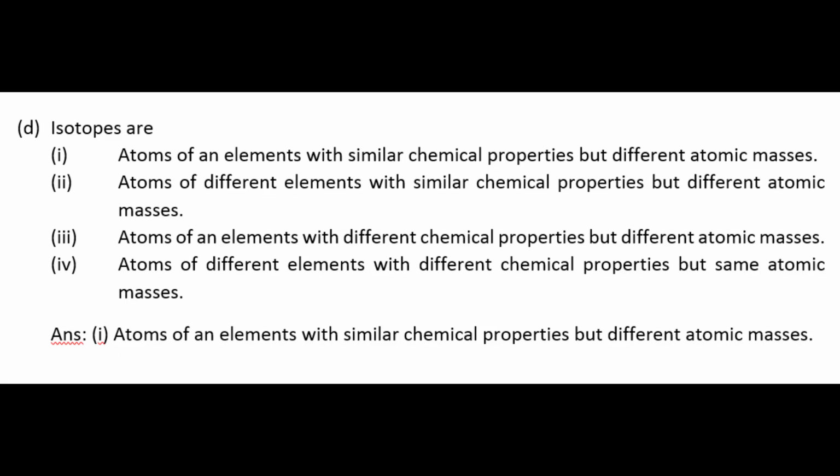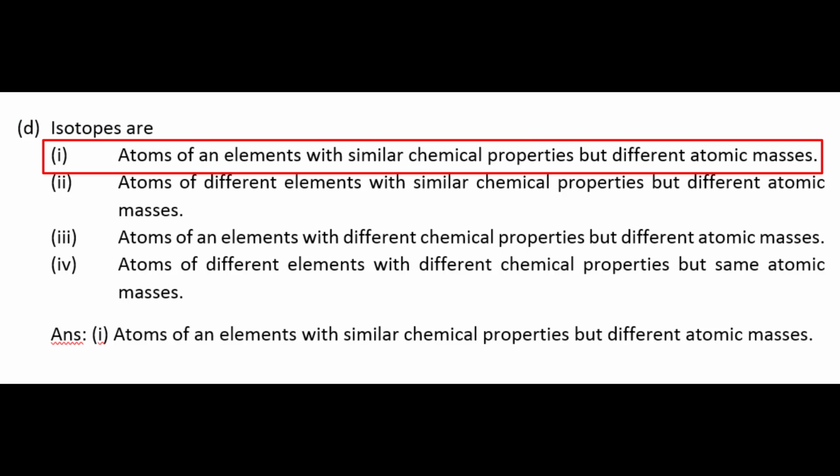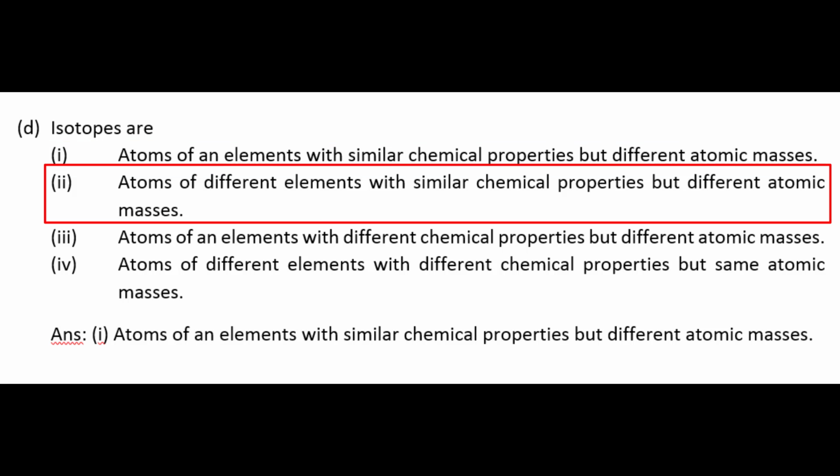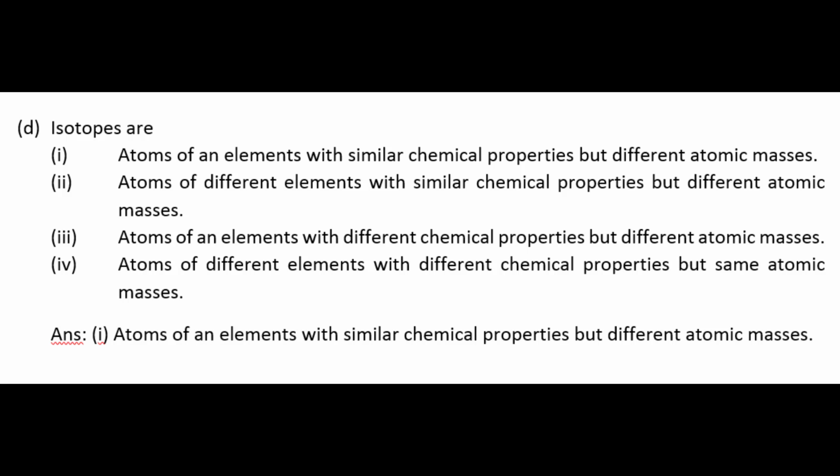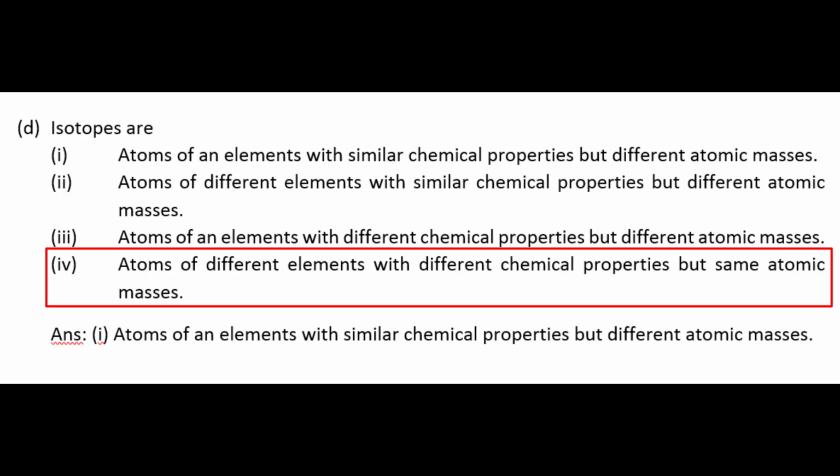Next question: isotopes are, option 1, atoms of an element with similar chemical properties but different atomic masses. Option 2, atoms of different elements with similar chemical properties but different atomic masses. Option 3, atoms of an element with different chemical properties but different atomic masses. Option 4, atoms of different elements with different chemical properties but same atomic masses.